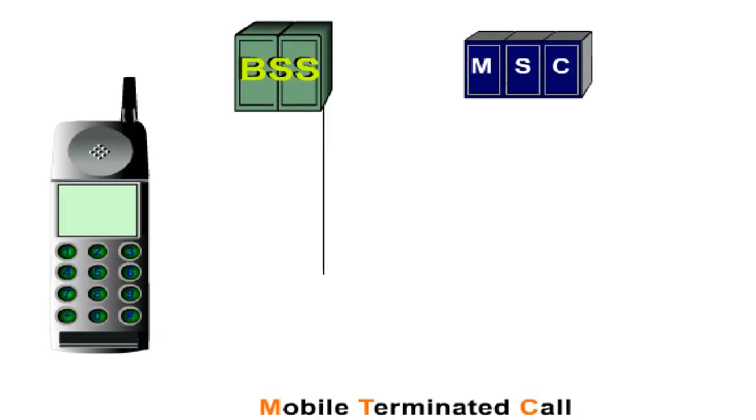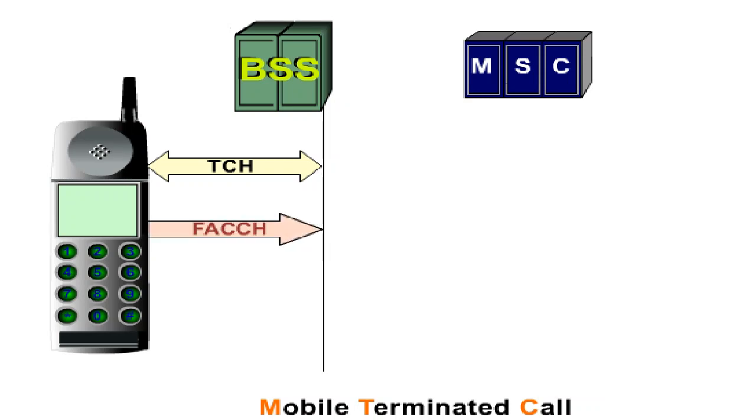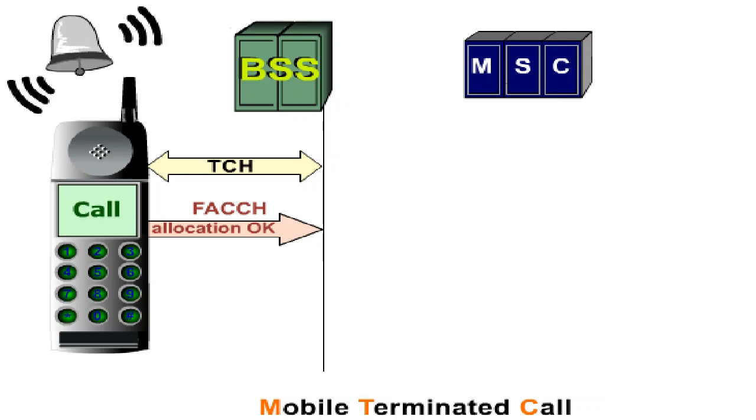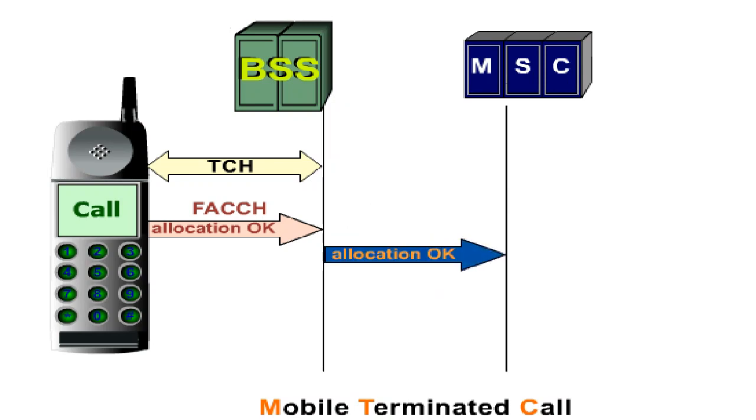The mobile now takes over the allocated traffic channel and transmits the confirmation of the allocation to the BSS via the FACCH. Now, the subscriber is informed for the first time by the man-machine interface, MMI, of the incoming call. In other words, the telephone rings. The BSS transmits a final confirmation message to the MSC about the successful allocation of the air and terrestrial resources.